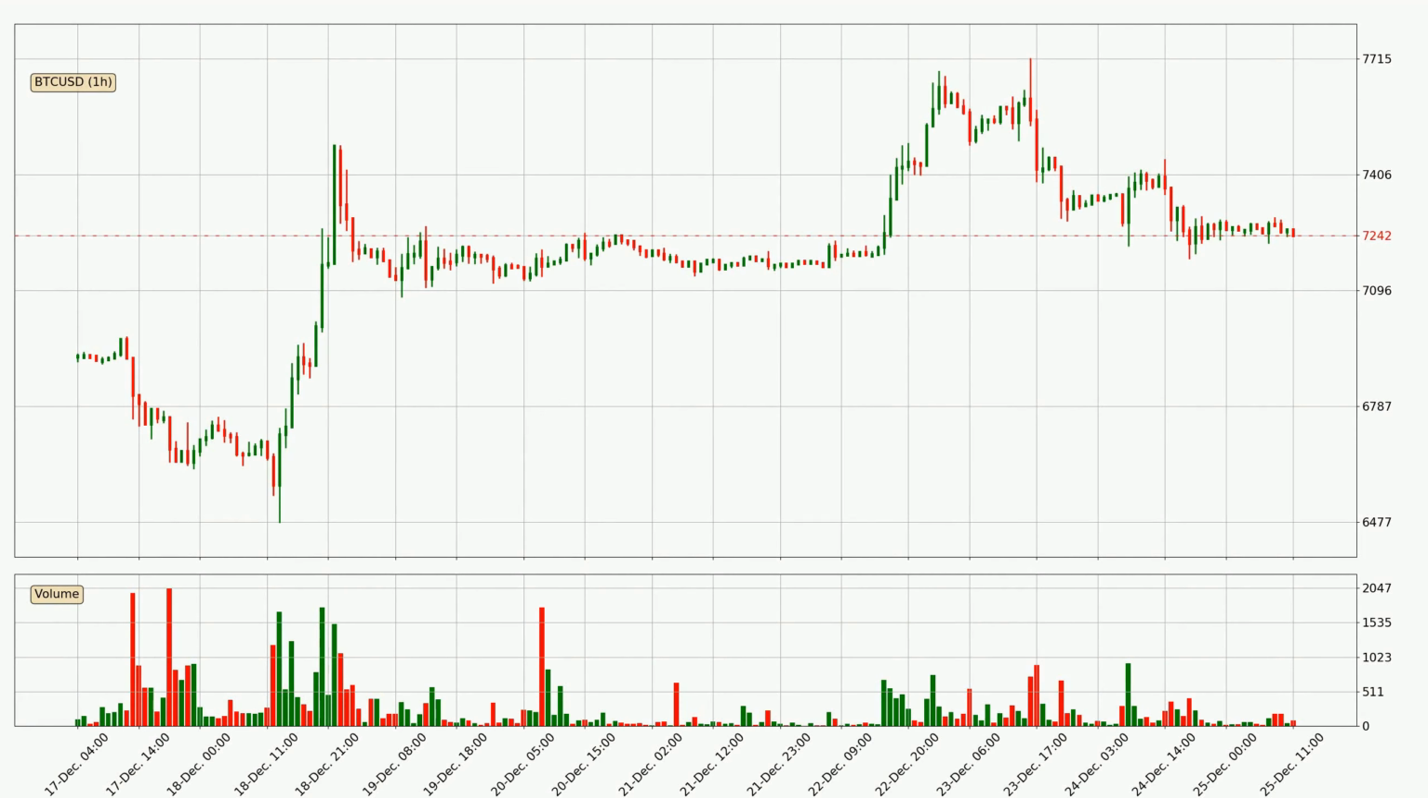Looking at the Bitcoin hourly time frame, the price moved down around 1.8% in the last 24 hours, with a current price of $7,242. And the move wasn't very strong as the volume wasn't very high.